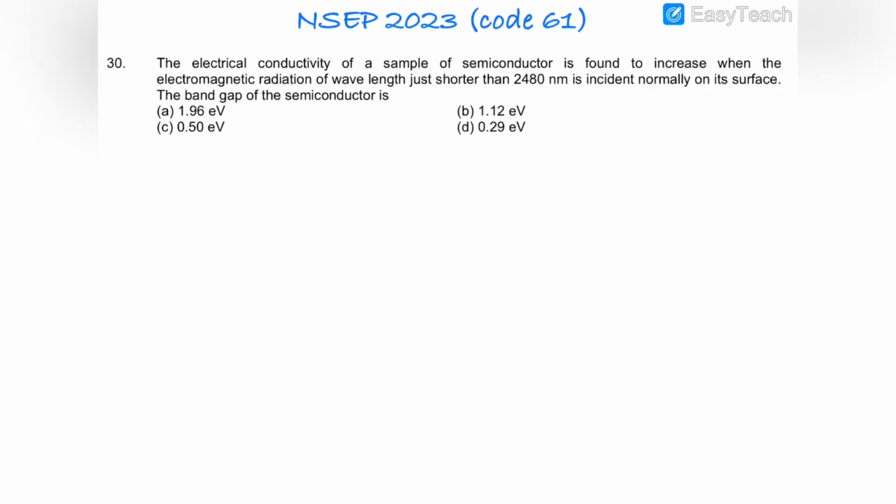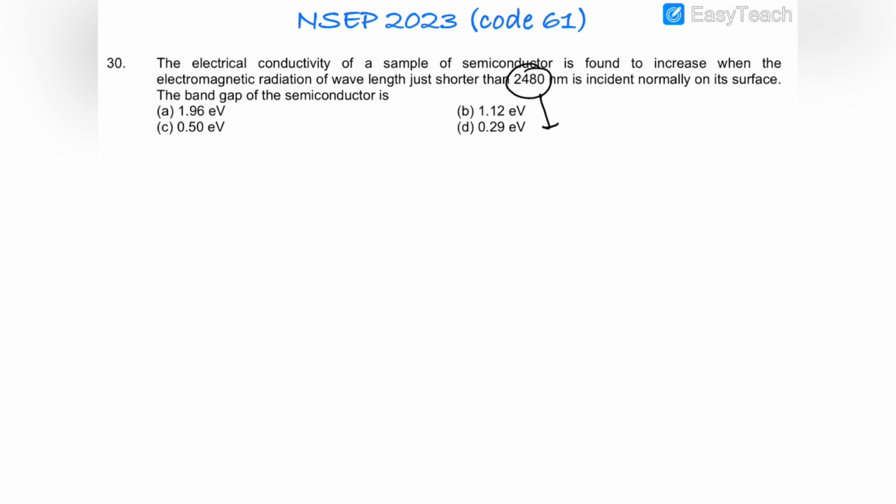In this question, you can see that the electrical conductivity of a sample of semiconductor is found to increase when electromagnetic radiation of wavelength just shorter than 2480 nanometer is incident normally on its surface. We have to find out the band gap of semiconductor. We know that obviously this conductivity is increasing due to the fact that radiation will be producing electron hole pairs, which would be increasing the number of charge carriers, and therefore it would be increasing the conductivity. Therefore, this is the threshold wavelength which is producing the electron hole pairs.